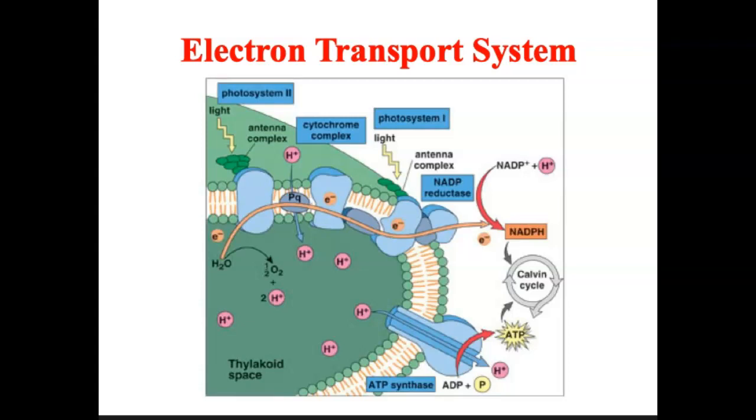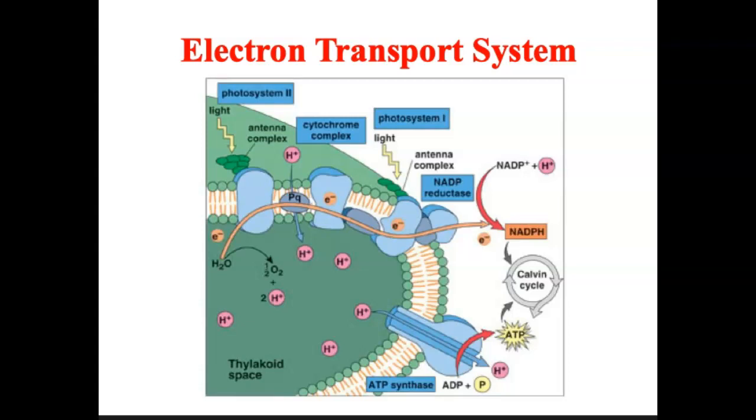Hydrogen ions go through the enzyme, making enzyme ATP synthase to make ATP. Oxygen is released as a waste product. That's how plants breathe out oxygen. They actually split water, and oxygen then is released as a waste product.